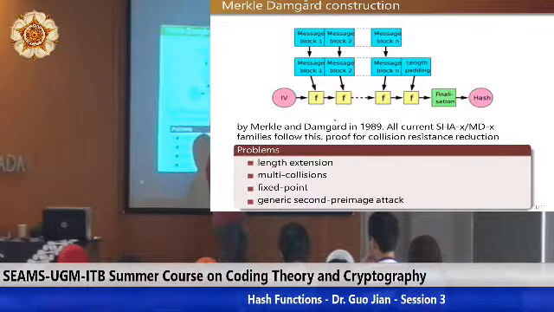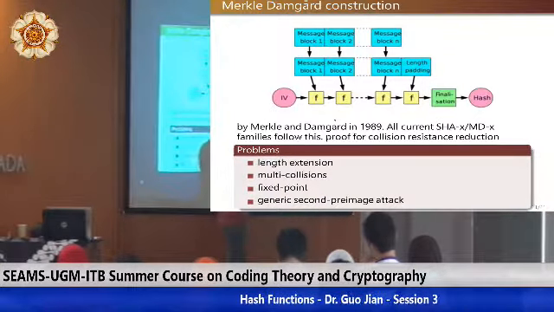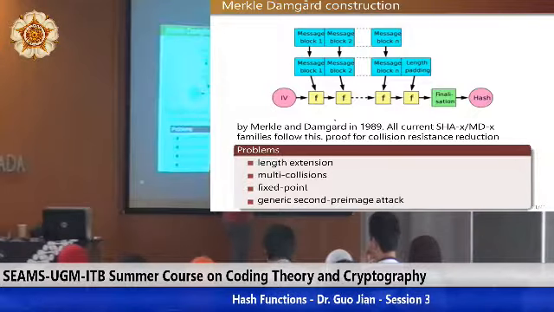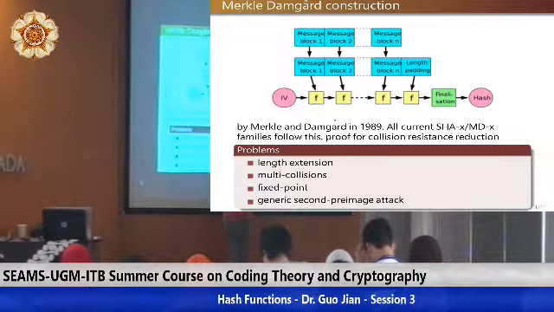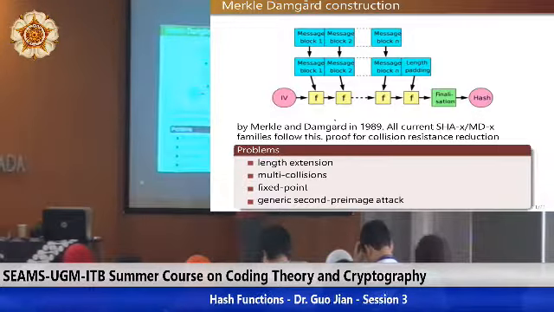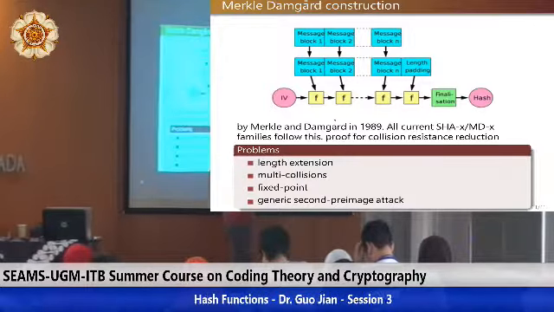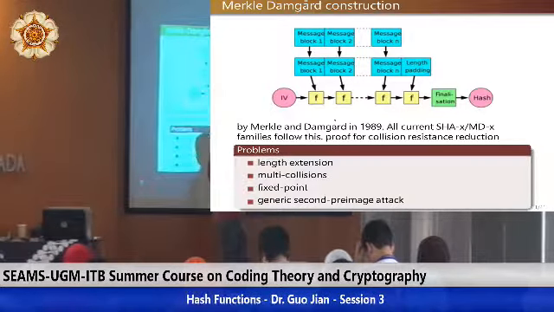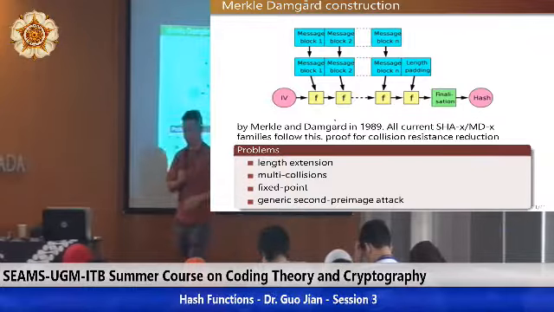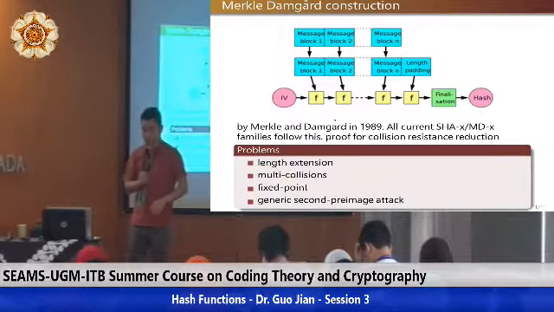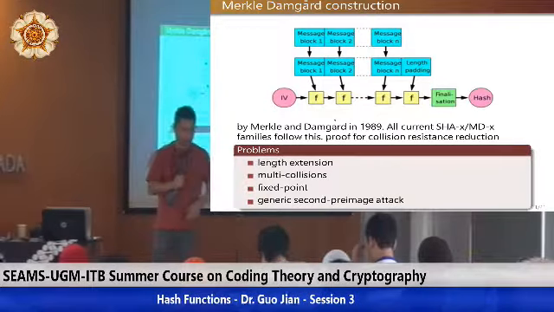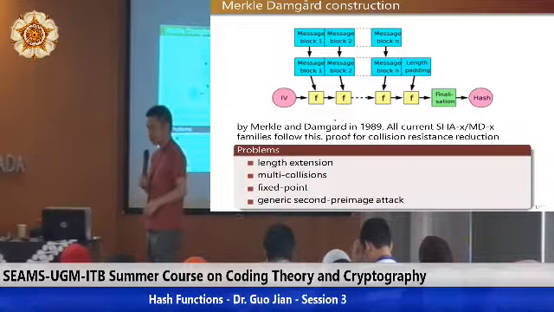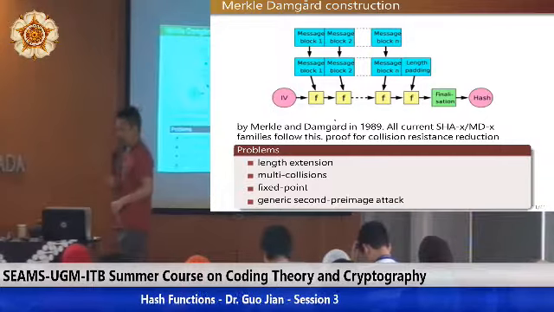If I take a second message, which follows the first message plus some additional message blocks, the computation of all the earlier part will be the same, followed by the additional blocks. So this is called length extension. This is a terrible problem for some message authentication code applications.